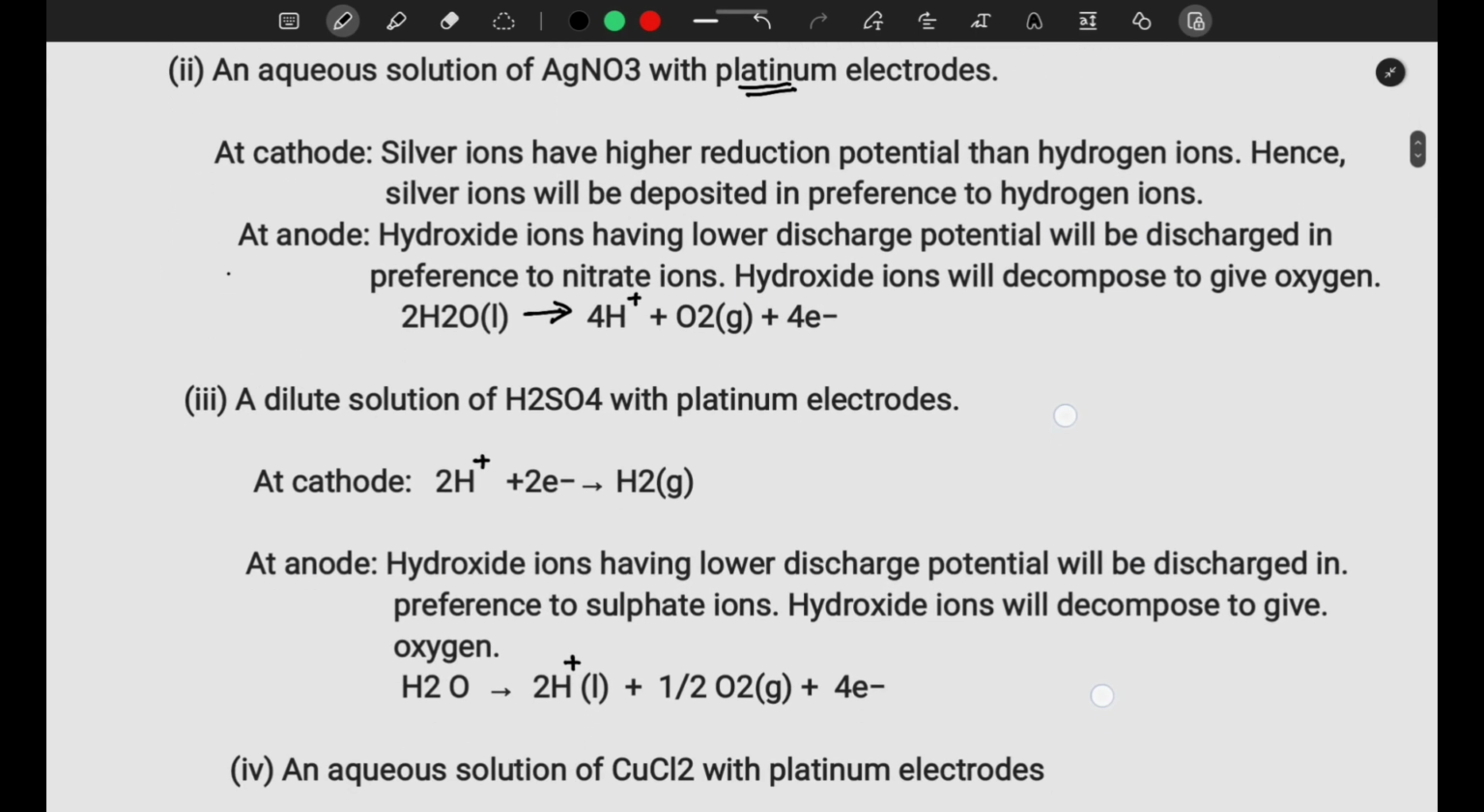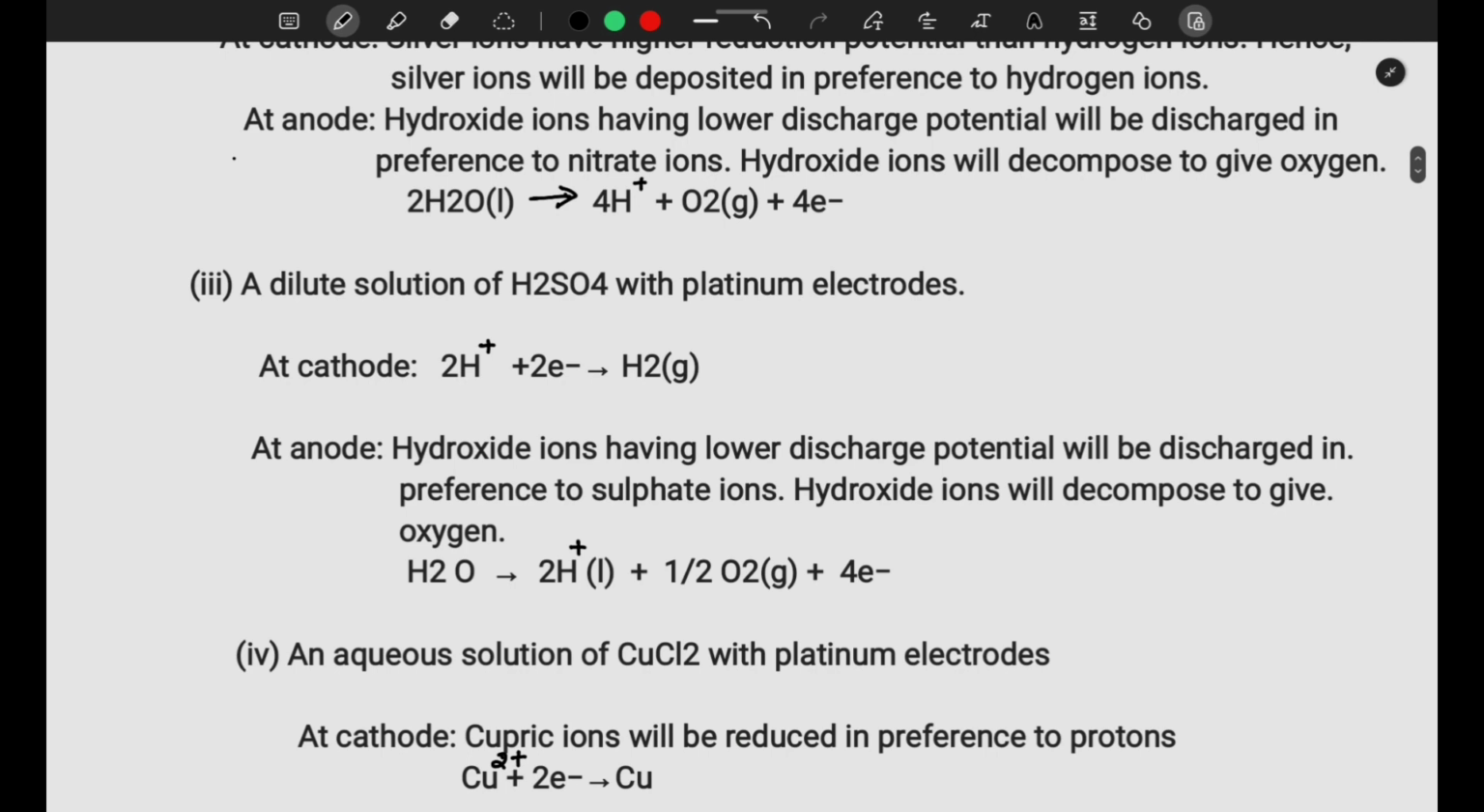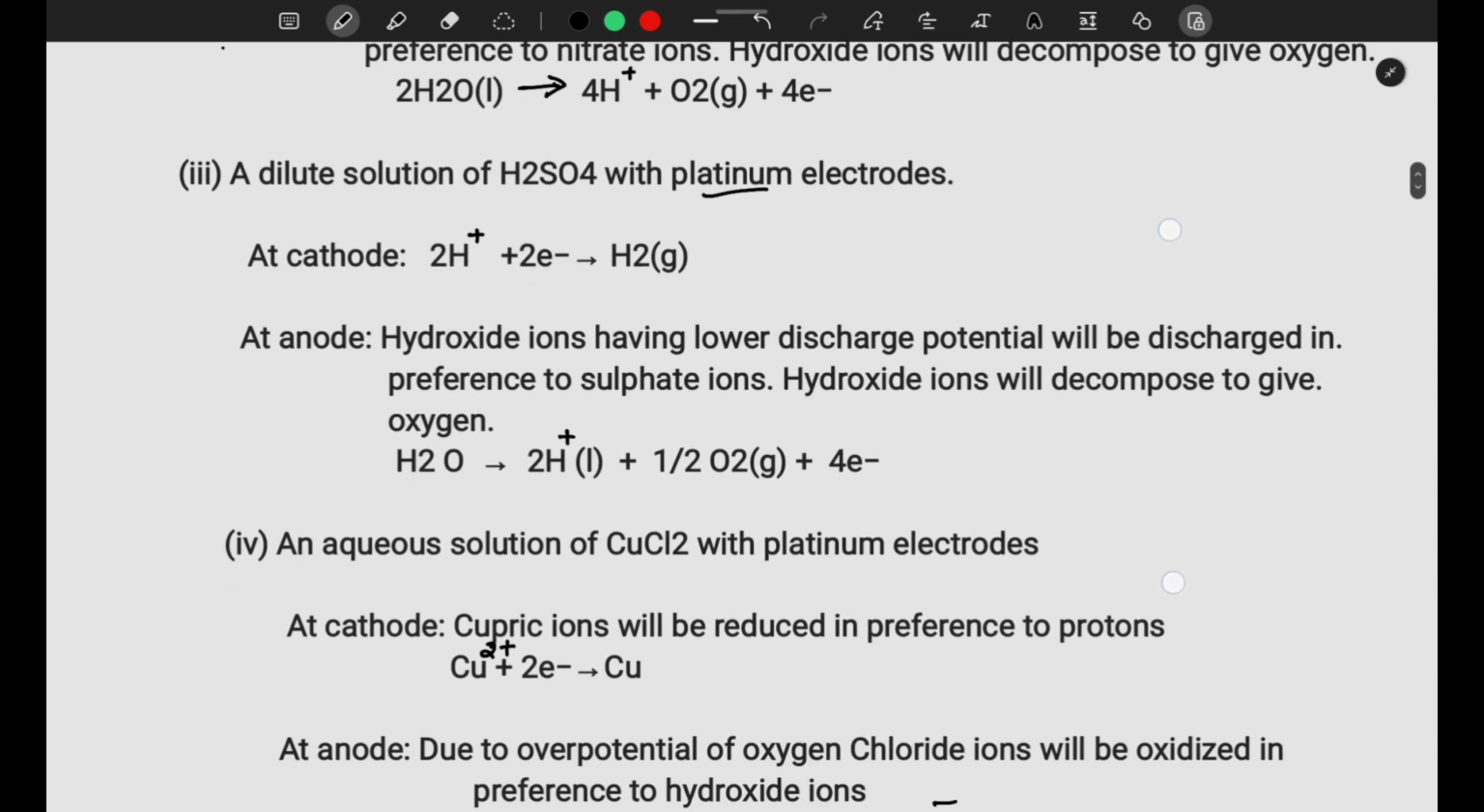A dilute solution of sulfuric acid with a platinum electrode. Here also platinum is an inert electrode. Here in solution we have only H+ ion as cation. So at the cathode it will get reduced to hydrogen. Then out of sulfate and hydroxide ions, hydroxide has lower discharge potential compared to sulfate ion. So it will get discharged first and hydroxide ion will decompose to give oxygen.